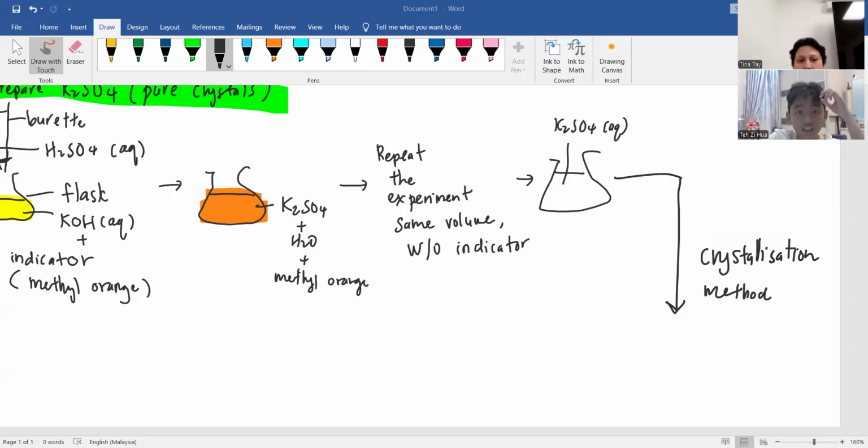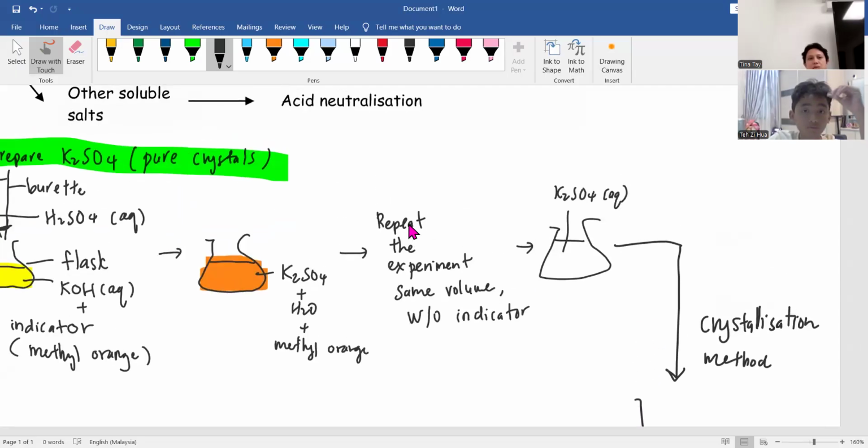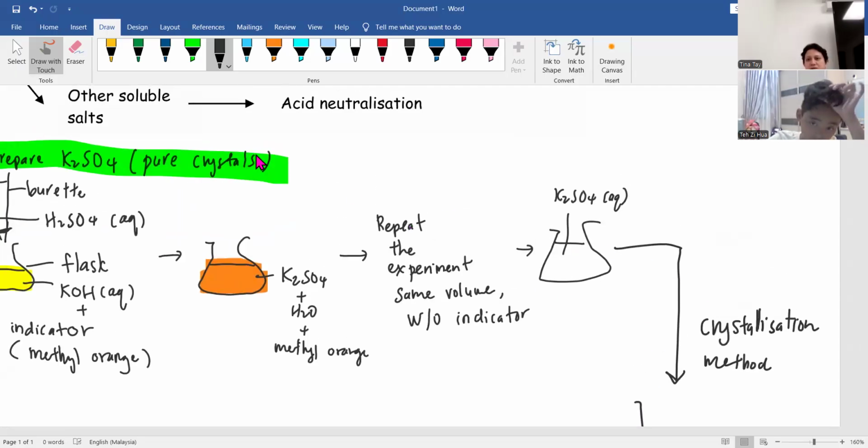No, if you heat it up until it's dry, you don't get crystals. If you heat it up until it's dry, you get solid, you get powder. So you must heat it up until it's saturated. You want crystals now? Yeah, I wrote here crystallization, crystals.